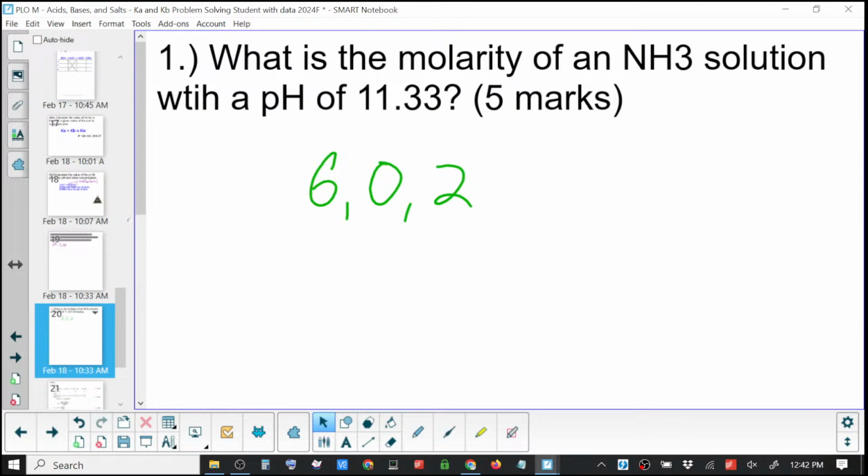I'm so lost. You calculated the concentration of H plus, right? And then you calculate from that, which is your equilibrium value.